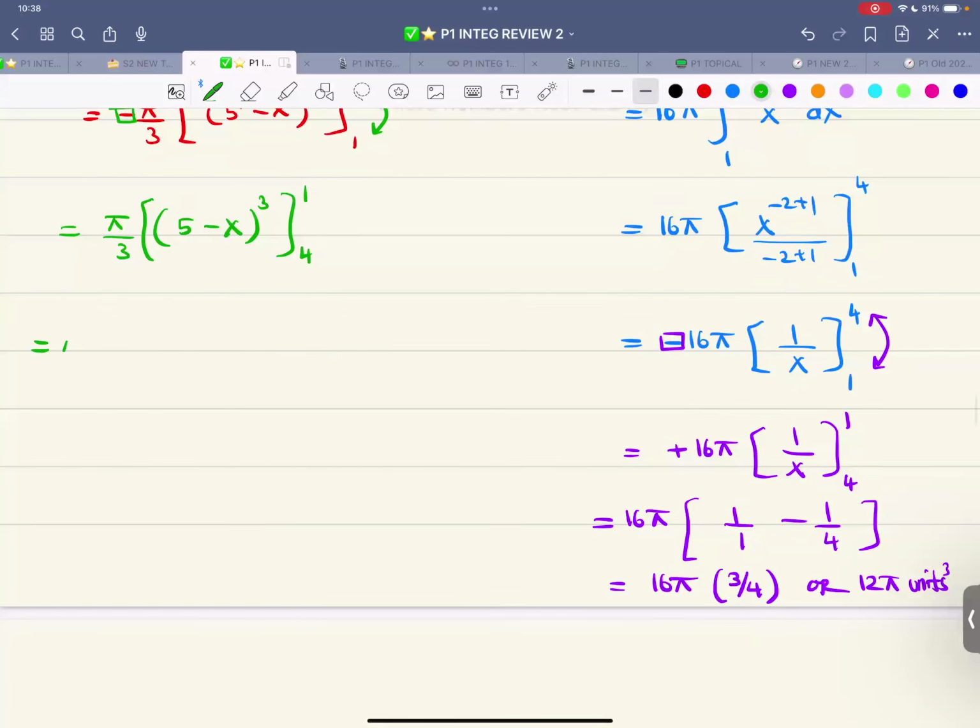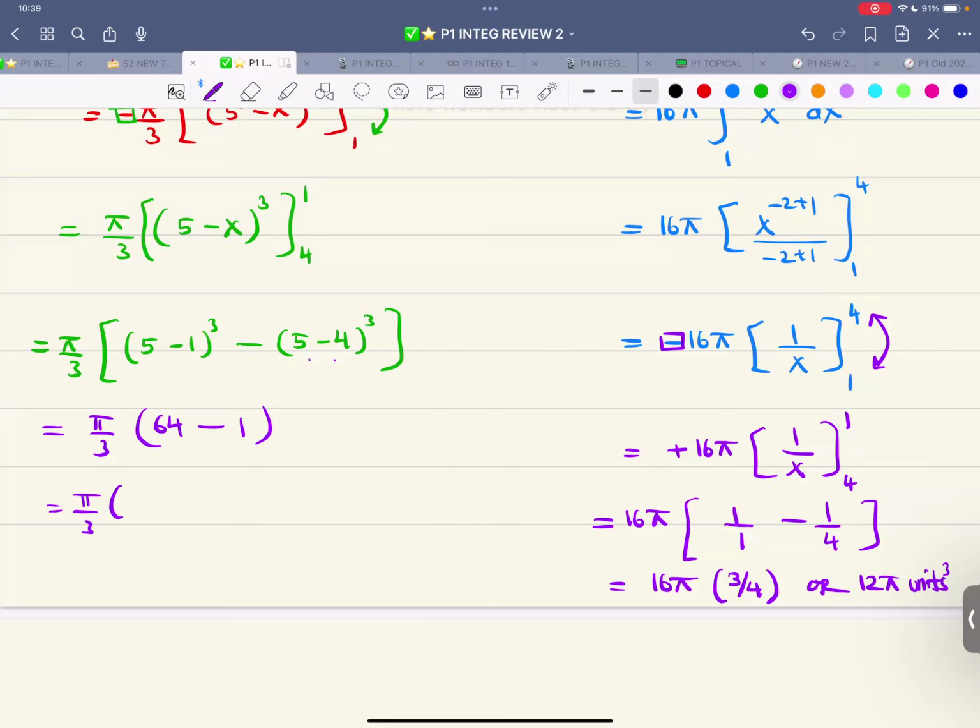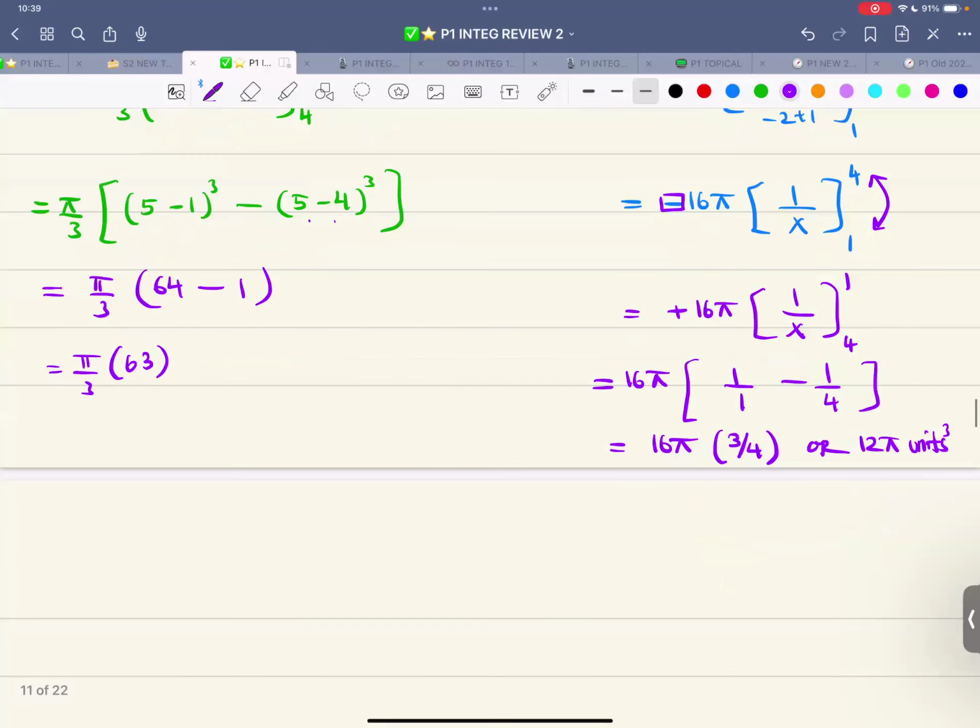So this is pi by 3. This is 5 minus 1 cube, this is 5 minus 4 cube. So 5 minus 1 is 4. 4 cube is 64. 5 minus 4 is 1. 1 cube is 1. So this is 64 minus 1. This is pi by 3 of 63. 63 divided by 3, that is 21 pi units cube.